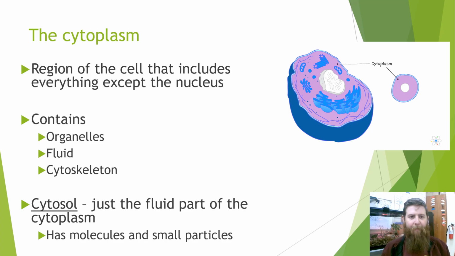The cytoplasm is a region of the cell that includes everything except for the nucleus. So it has organelles, fluid, and cytoskeleton in here. It's not just liquid, it's more like a gel. Of that, the fluid part is called the cytosol, and it has lots and lots, thousands of dissolved molecules and particles inside of it that the cell is able to use for energy and cellular processes that it needs to.